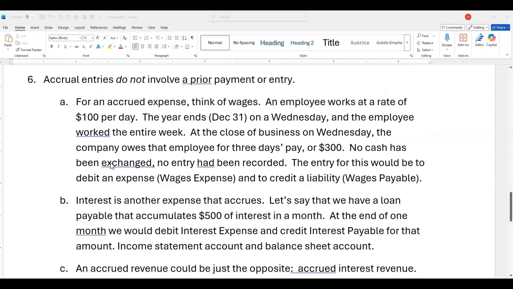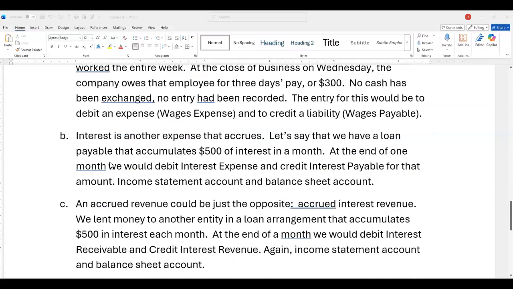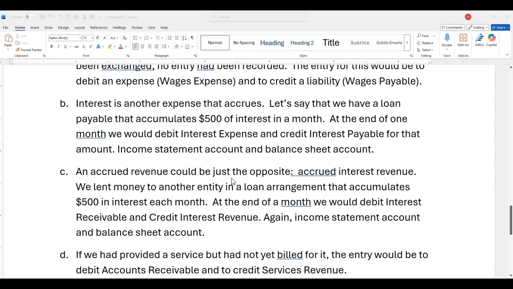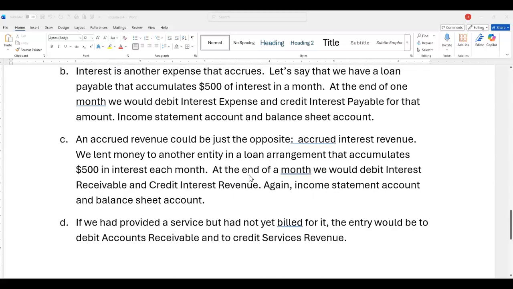And then we can also accrue revenue. Let's say we lent money out instead of borrowed money. That loan earns $500 a month in interest. So at the end of 1 month, we would debit interest receivable, debit the asset, and credit the revenue. The same thing would happen if we provided a service but haven't billed for it yet. We would debit accounts receivable in this case and credit services revenue at the end of the period.